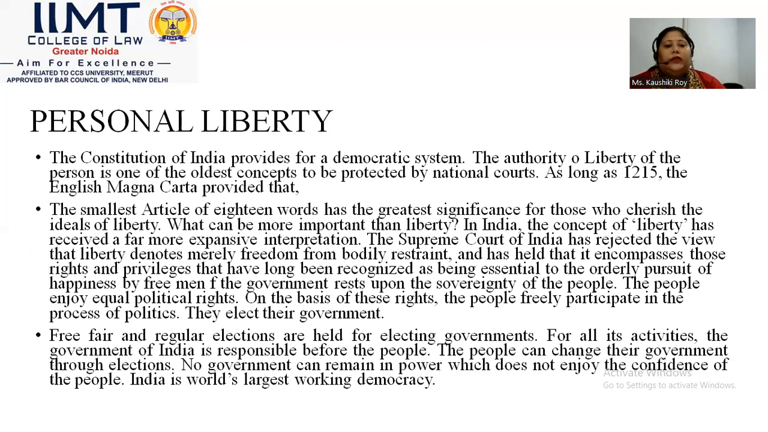The government rests upon the sovereignty of the people, who enjoy equal political rights. On the basis of these rights, the people freely participate in the process of politics. They elect their government. Free, fair, and regular elections are held for electing governments. For all its activities, the government of India is responsible before the people. The people can change their government through elections. No government can remain in power which does not enjoy the confidence of the people. India is the world's largest working democracy.